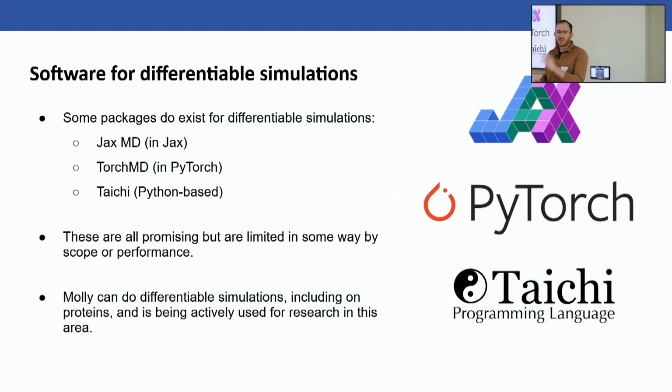So what software exists specifically for differentiable simulations? Well, some packages do exist. The best known is probably JAX-MD, obviously based on JAX. It's a really nice package. You've also got TorchMD, which has some support for proteins. And then in the broader ecosystem, you have some packages related to physics-based modeling and even physical rendering. We heard some already at this conference, which is related as well to this aspect. So Taichi is one example. And these are all promising, they're all great, but they're limited in some way by scope or performance. And so basically I'm trying to do it better with Molly.